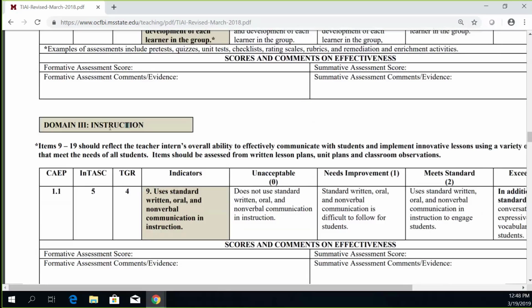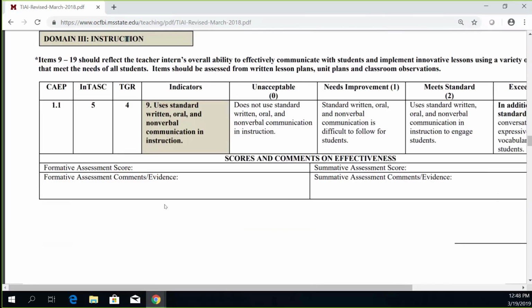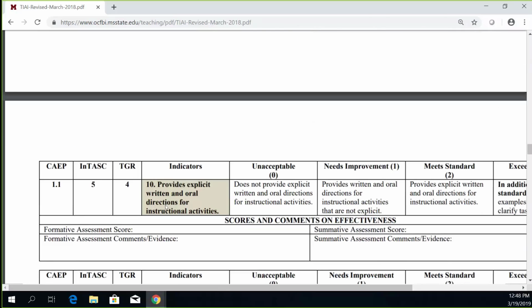Why can you not do Domain 1 and 2? Because you don't have their lesson. You don't have their lesson plans. Good answer. So I ask people to observe on Domain 3 and 4. So 3 is uses standard written, oral, and nonverbal communication. I would rate myself as meets standards after 19 years of teaching school. I'm still probably a meet the standards. I speak too fast. I mumble. I'm still working on that, and I need to do better. But it's going to be something that takes a long time.